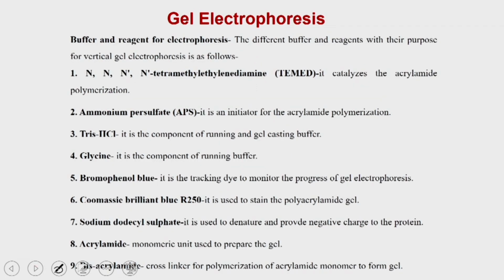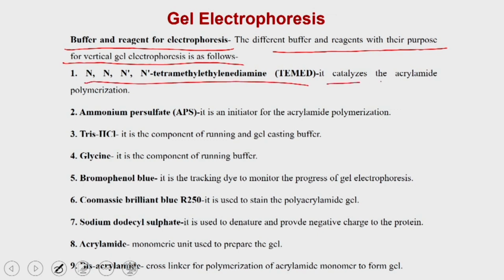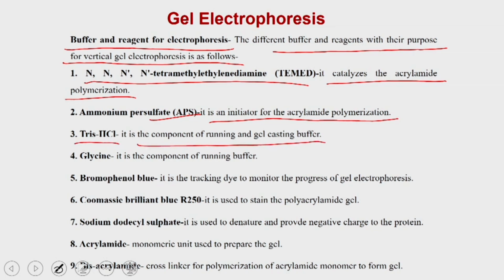The buffers and reagents for vertical gel electrophoresis, and their purposes, are as follows. You have TEMED, which catalyzes the acrylamide polymerization. Then you have APS, the initiator for the acrylamide polymerization. Then you have Tris-HCl, a component of the running as well as the gel casting buffer. Then you have glycine, a component of the running buffer. Then you have bromophenol blue, a tracking dye to monitor the progress of the gel electrophoresis.